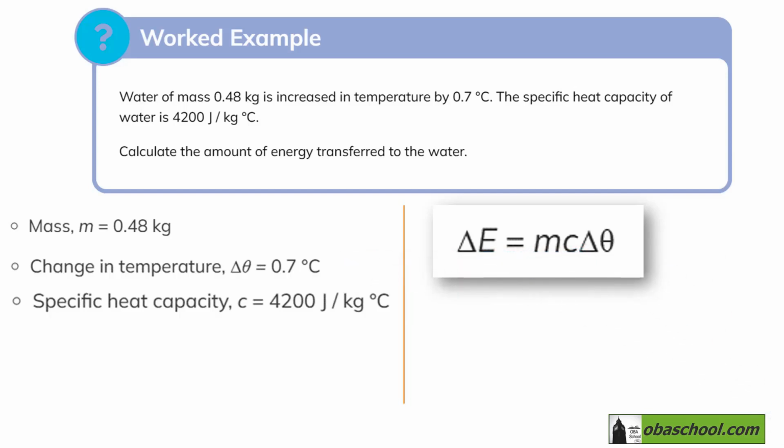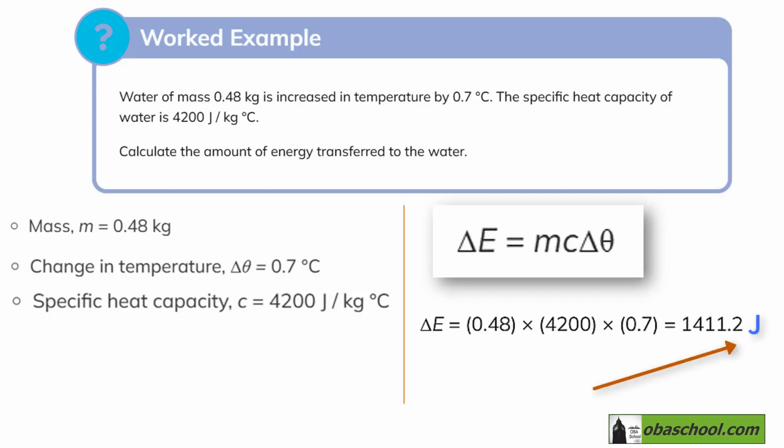Now, calculate the energy transferred by substituting the values. So delta E equals 0.48 times 4,200 times 0.7 equals 1,411.2. And don't forget the unit of energy transferred, which is joules.